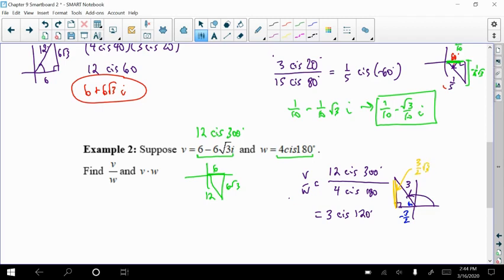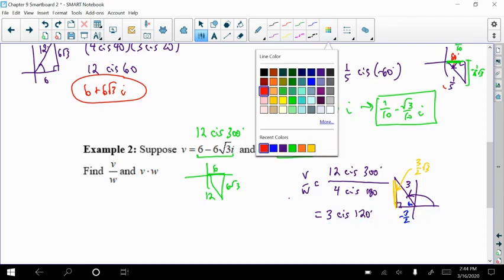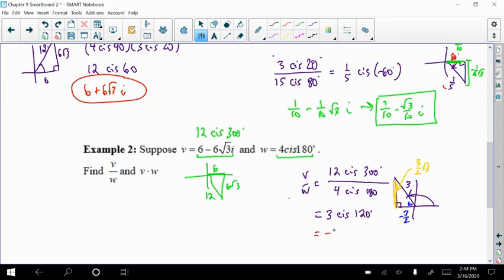And again, I'll include that when I start to write the number. So I could say, okay, we'll go back to red, and we'll say this is equal to negative 3 over 2 plus 3 over 2 root 3 in the i direction.